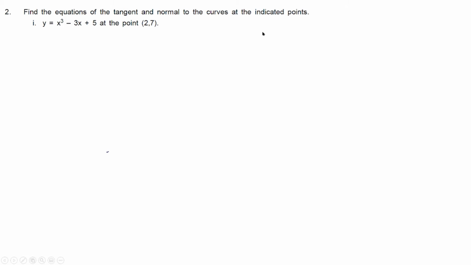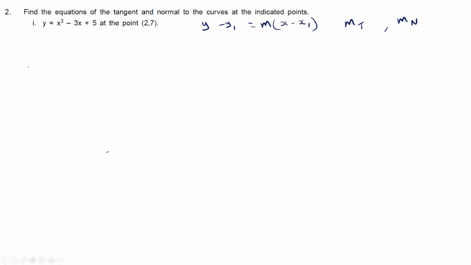The next question, find the equations of tangent and normal to the curve at the indicated points. The first one is y is equal to x cube minus 3x plus 5 at the point 2, 7. So usually the equation of the line is given by y minus y1 is equal to the slope of the line into x minus x1. So here x1 and y1 are 2 and 7. This 2 is x1 and 7 is y1, and we have to find the equations of tangent and normal. Let me use mt for the slope of the tangent and mn for slope of normal.